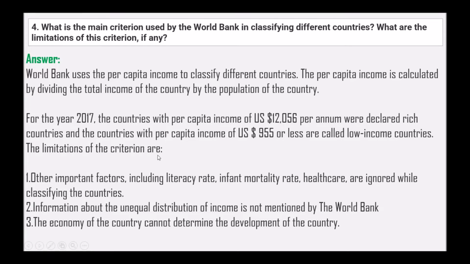The limitations of the criterion are that other important factors including literacy rate, infant mortality rate, and health care are ignored while classifying the countries. Information about the unequal distribution of income is not mentioned by the World Bank. The economy of the country alone cannot determine the development of the country.